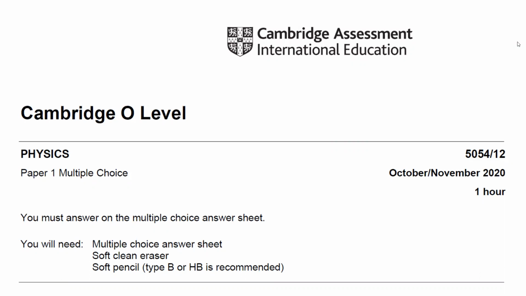Hello and welcome to Cambridge O-Level Physics paper number 1, multiple choice. This is the October-November 2020 paper. The code for this subject is 5054 and this is version 2 of the October-November 2020 exam series. So let's start.